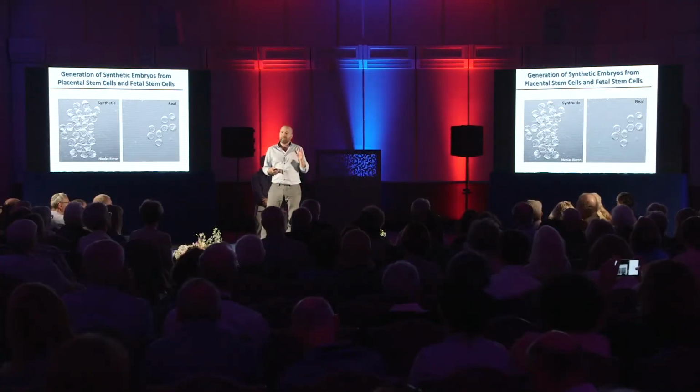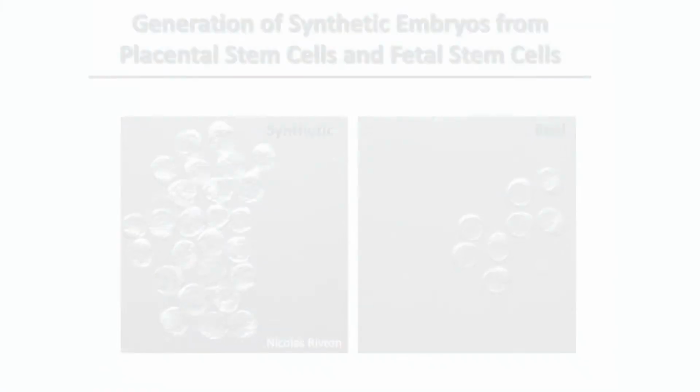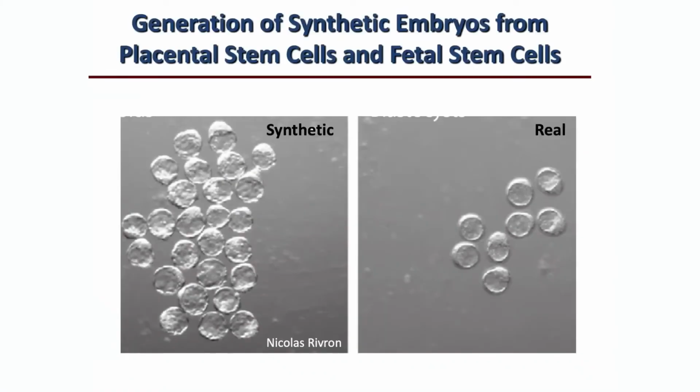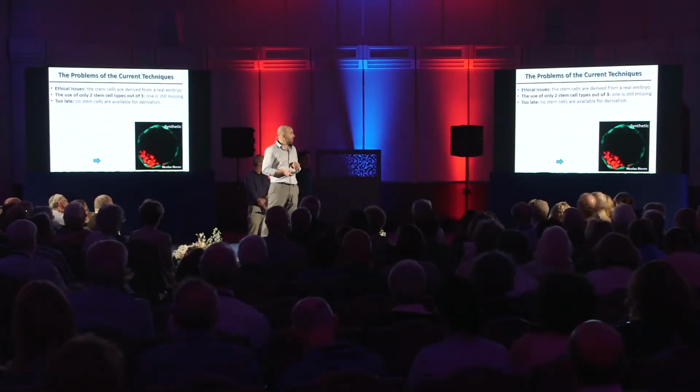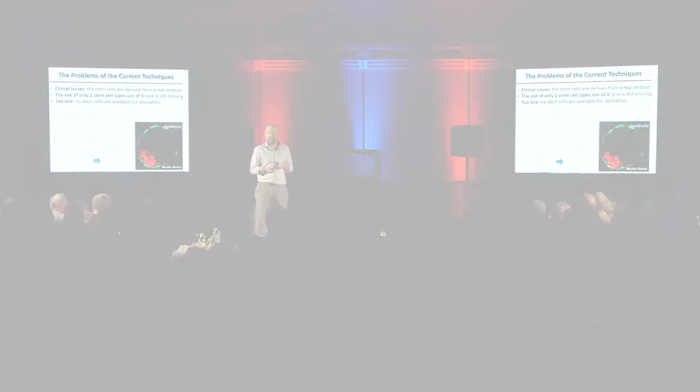A year ago, a really amazing groundbreaking discovery has been made by 2 British scientists. They showed us that it is possible to take placental stem cell and fetal stem cells, combine them together in the culture, in the plate, and these cells knew by themselves how to reorganize themselves into an artificial embryo, embryo-like structure. Here in the left, you can see the synthetic embryos, and in the right, you can see a real embryo. However, there are few limitations for this technique.